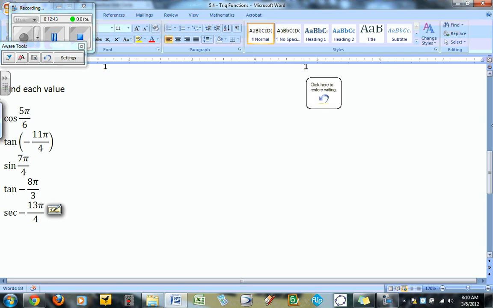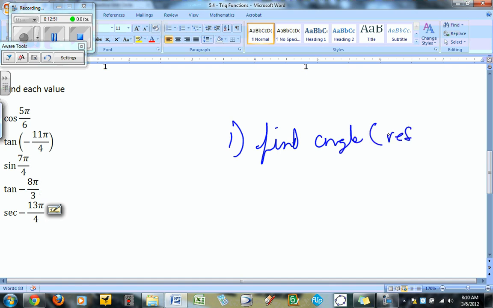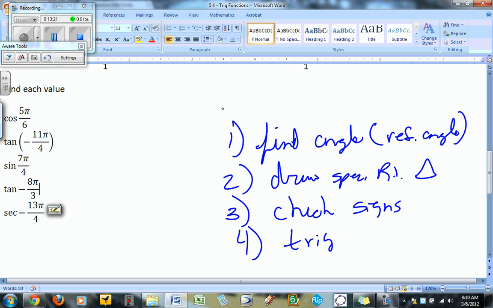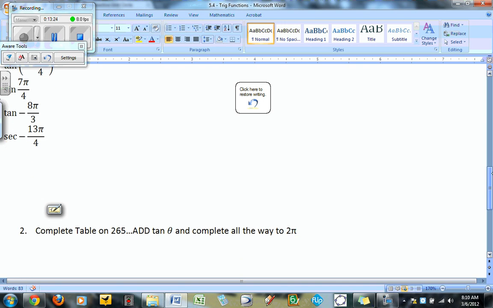And if you guys are step people, the first thing you want to do is find where the angle is at, and in doing that, you want the reference angle. And from the reference angle, you're going to draw your special right triangle. Third, you're going to want to check your signs, make sure you have positives and negatives right. And lastly, perform the trig function that's asked. So if they're asking you to do sine, do opposite over hypotenuse, cosine adjacent over hypotenuse, and so forth. Okay, so that's the steps in case you guys are step people.